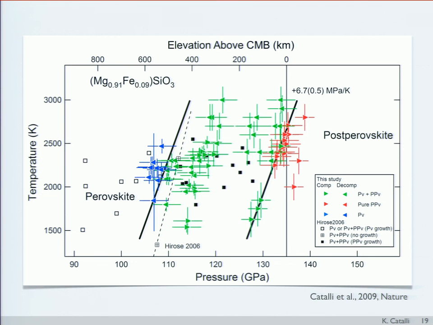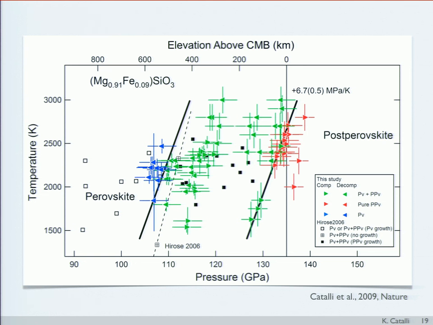Here we see this phase boundary, where we're looking at temperature on the y-axis and pressure on the x-axis, or elevation above the core mantle boundary. Blue shows the stability field for perovskite only, red for post-perovskite only, and green shows the mixed phase region where we have both perovskite and post-perovskite coexisting. The arrows to the left show measurements taken on decompression, and to the right show measurements taken on compression.